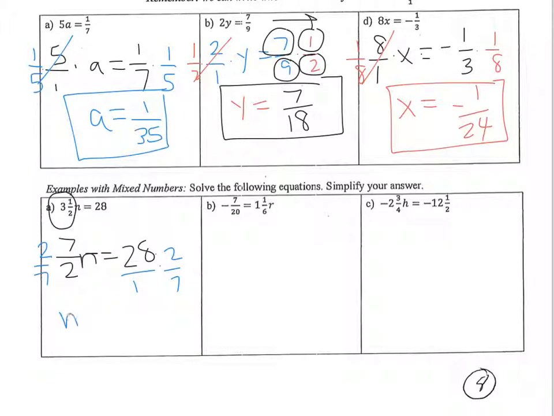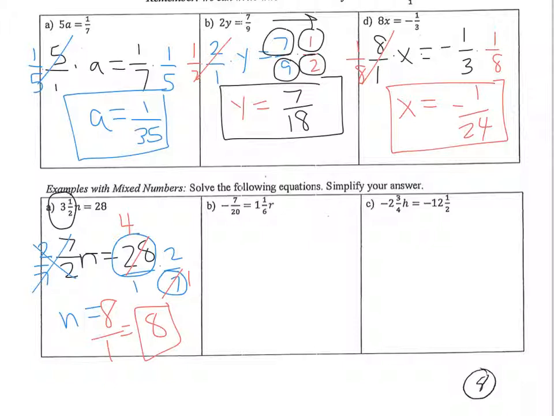Okay, now look at your common factors. So if you have a 28 on the top and a 7 on the bottom, you could reduce both of these by 7. So this turns into a 4 and this turns into a 1 because 28 divided by 7 is 4. Now it makes the problem easier. So 4 times 2 is 8. 8 divided by 1 is just 8.